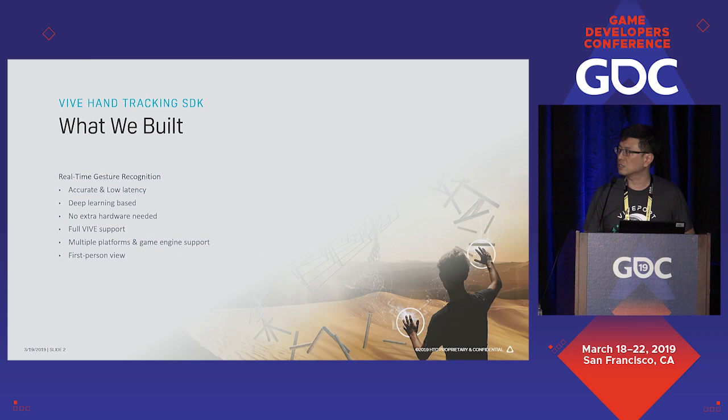We use deep learning-based CV to create a real-time gesture recognition technology. With the onboard camera, we want to provide a high accuracy and a low latency hand tracking SDK. The solution is purely software driven and does not require additional hardware, so it can be easily extended to different devices. It supports all VIVE products on multiple platforms and game engines. Since we use it in the VR application, we assume it is in the first person view.